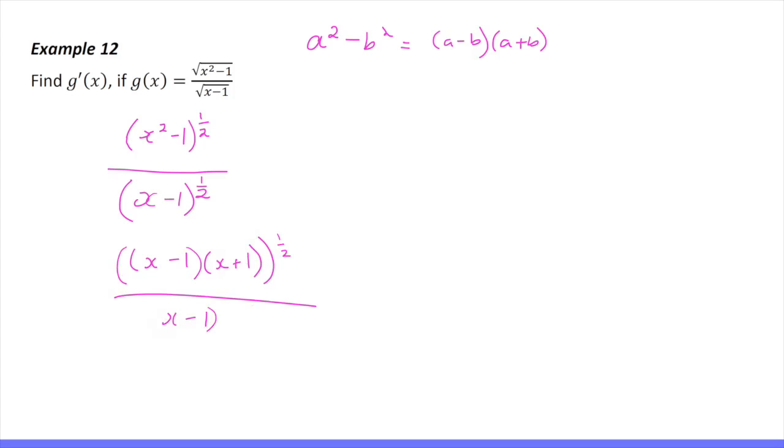And remembering that every single value within a bracket receives the power. So that's the same as x minus 1 to the power of a half times x plus 1 to the power of a half, also not forgetting the power of the half at the bottom there. And now hopefully what you can see is that both the bottom and the top have x minus 1 to the power of a half, so I can simplify these. This will essentially divide with that one, which will leave over x plus 1 to the power of a half.